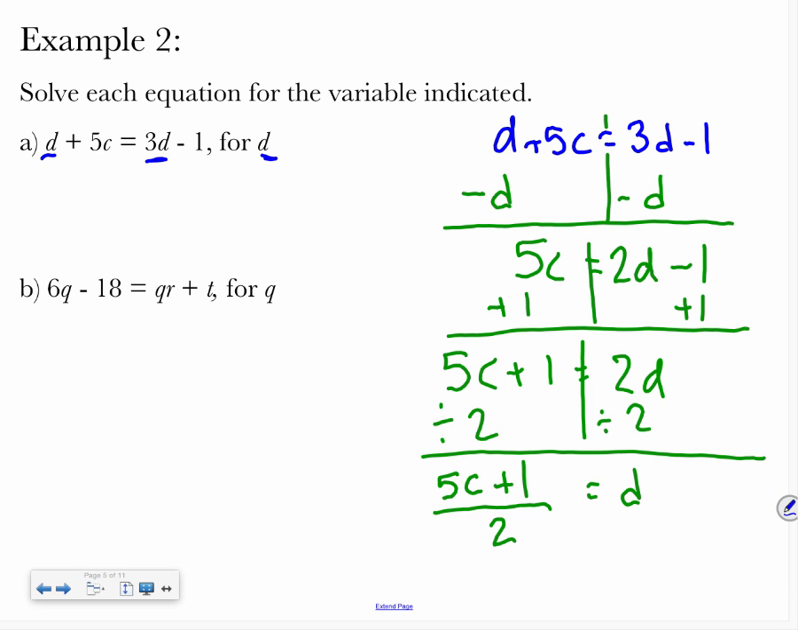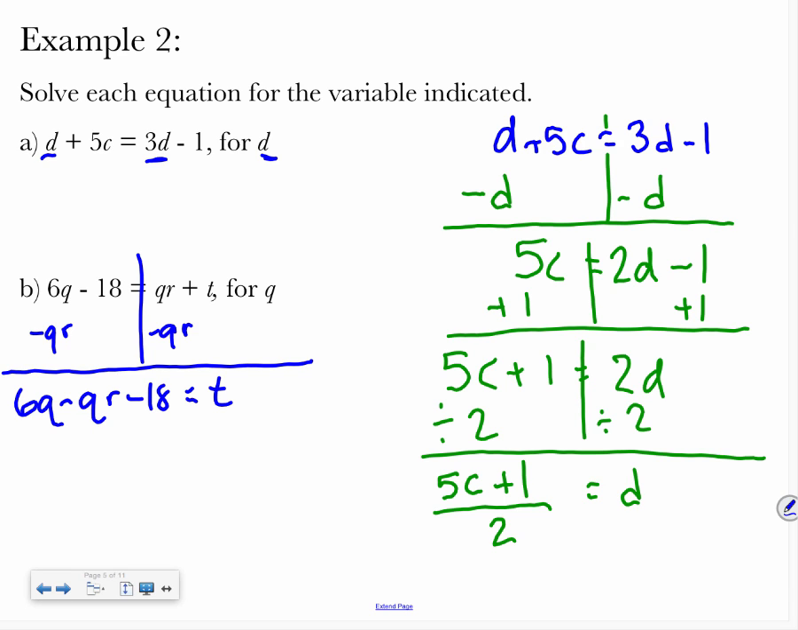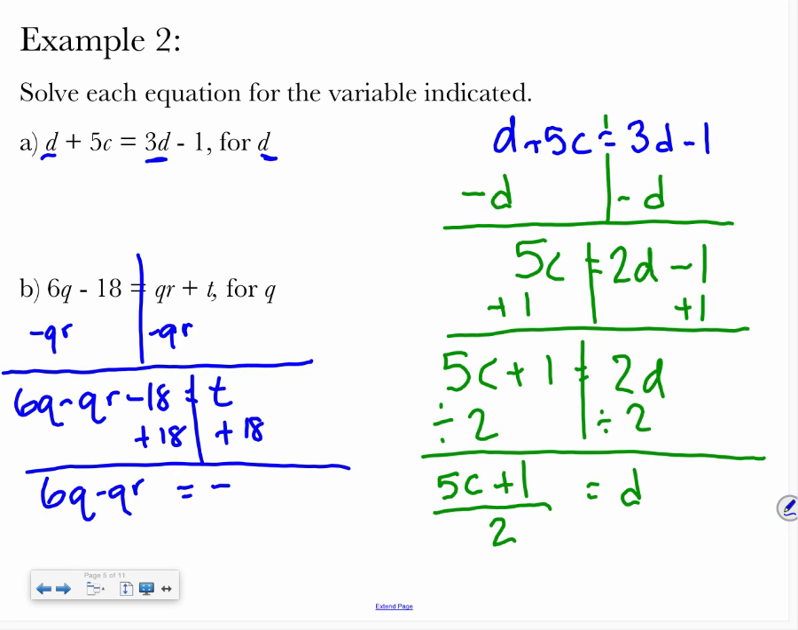We have 6q minus 18 equals qr plus t. We want to solve for q. So again, this one's a little bit trickier. You can see we have a q on both sides of the equation. And in order to solve this one, what we can do is move the q's to one side of the equation. So I'm going to move the qr to the left-hand side. So now I have 6q minus qr minus 18 equals t. Then I'm going to leave the 6q and the qr, and I'm going to add 18 to both sides. So that way I have the q's on the left-hand side and everything else on the right-hand side.